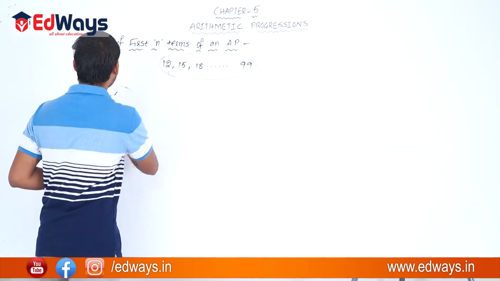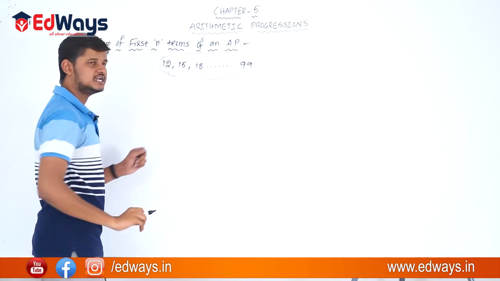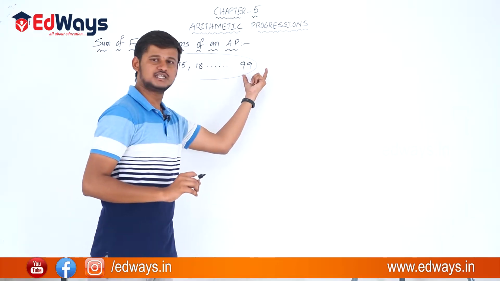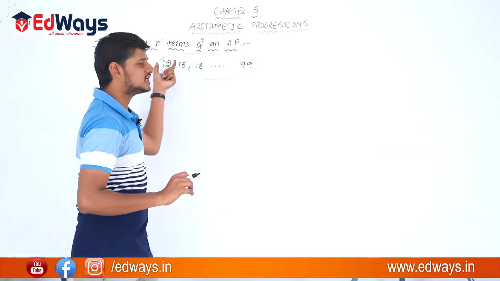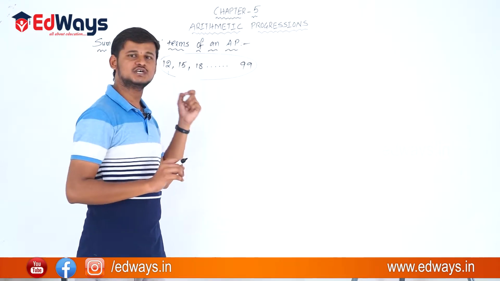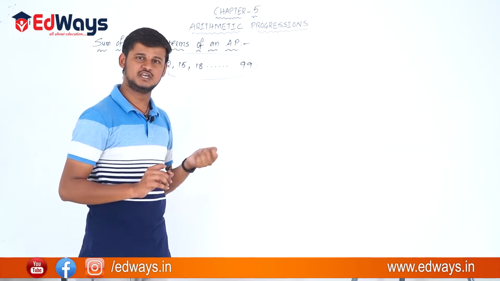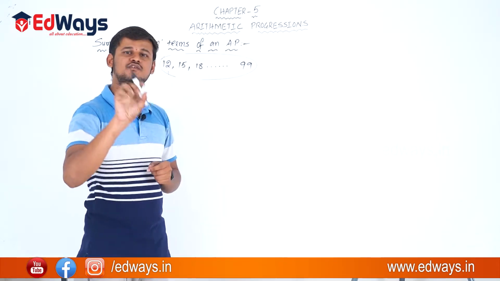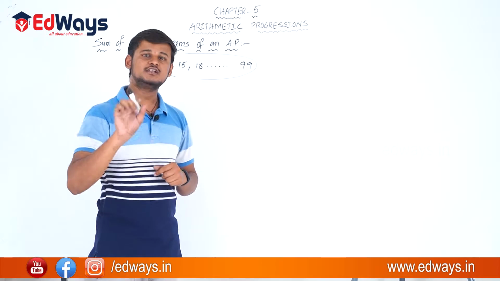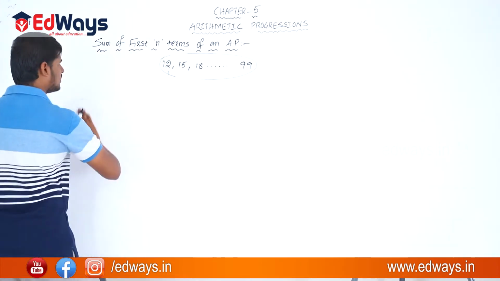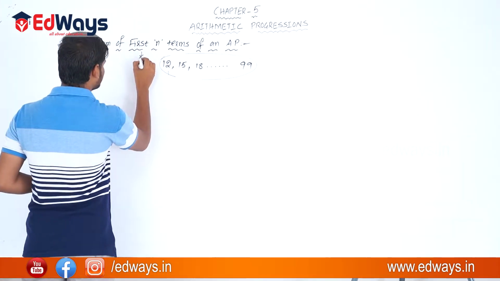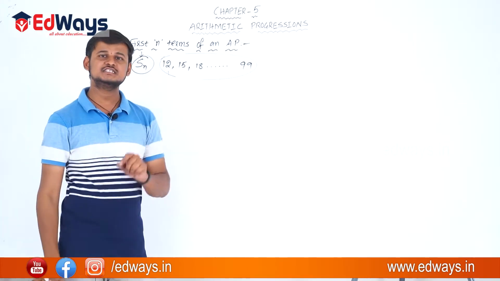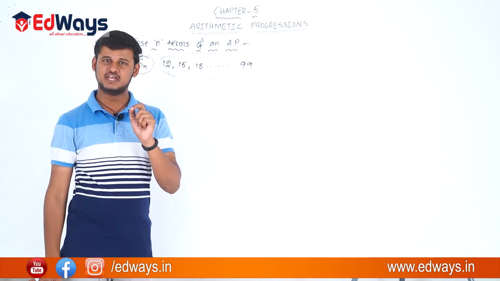So that is given by the sum of the first n terms of an AP. So if let's suppose 30 terms are there, so that is the sum of first 30 terms of the AP. If 20 terms are there, so sum of 20 terms of the AP. So like that, by using one formula we can find the sum of n terms of the AP. So what is that formula? First, the sum of n terms of an AP is denoted by the symbol Sn. Sn is the sum of first n terms of an AP.